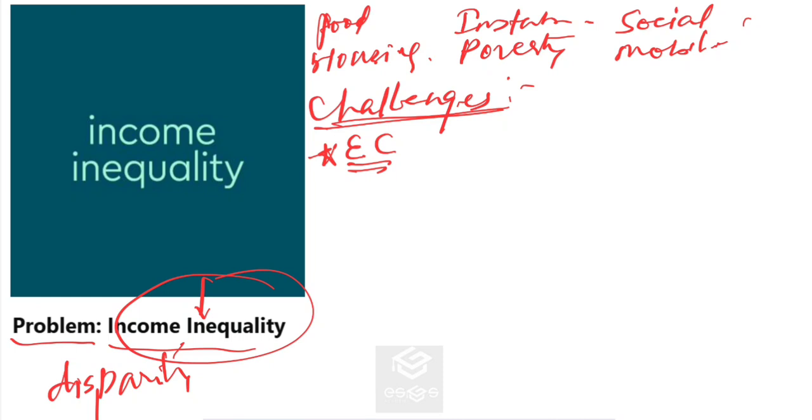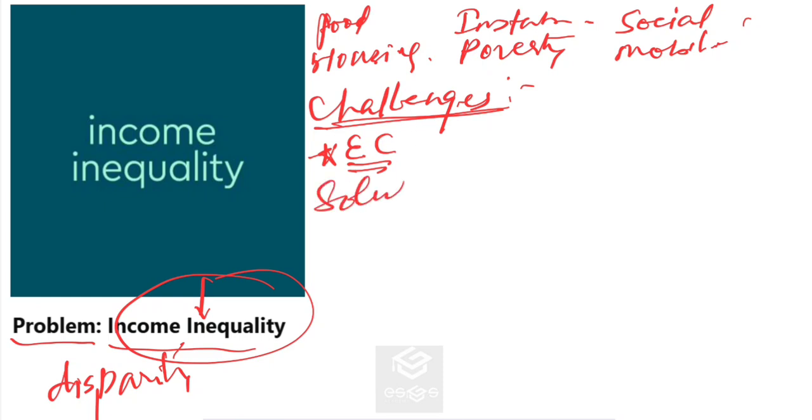Tax policies and financial systems disproportionately benefit the wealthy, making it difficult to redistribute wealth equitably. Also, economic growth in many cases has not been inclusive, and achieving a fairer distribution of wealth requires addressing deep-rooted social and economic disparities. So these are the challenges.